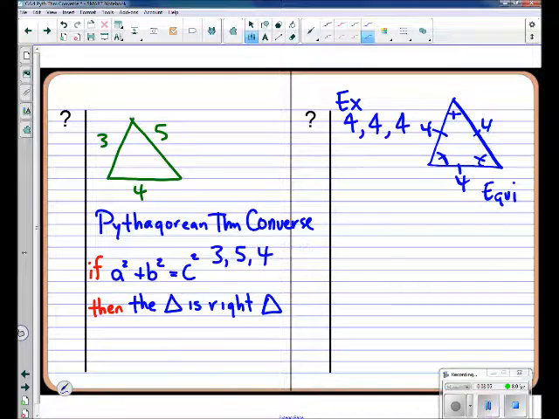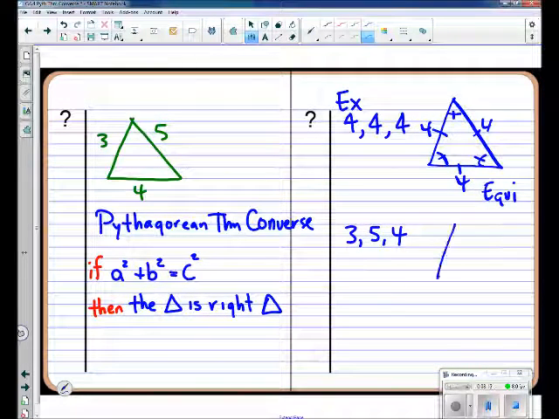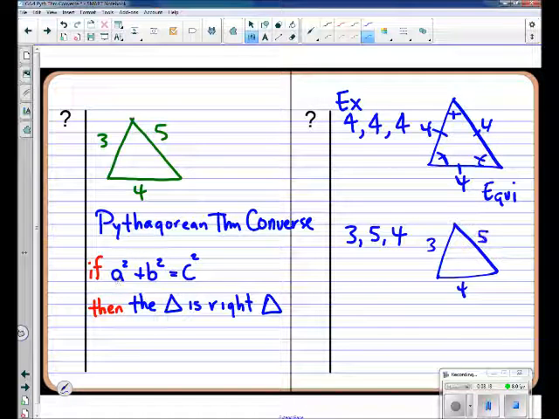But now let's take a look at this one, 3, 5, and 4. So what this is saying is if I take these numbers and plug them into the Pythagorean theorem and it's true, the left side equals the right side, then I get to conclude it's a right triangle. So I have some triangle drawn, right? It's a 3, 4, 5 triangle.